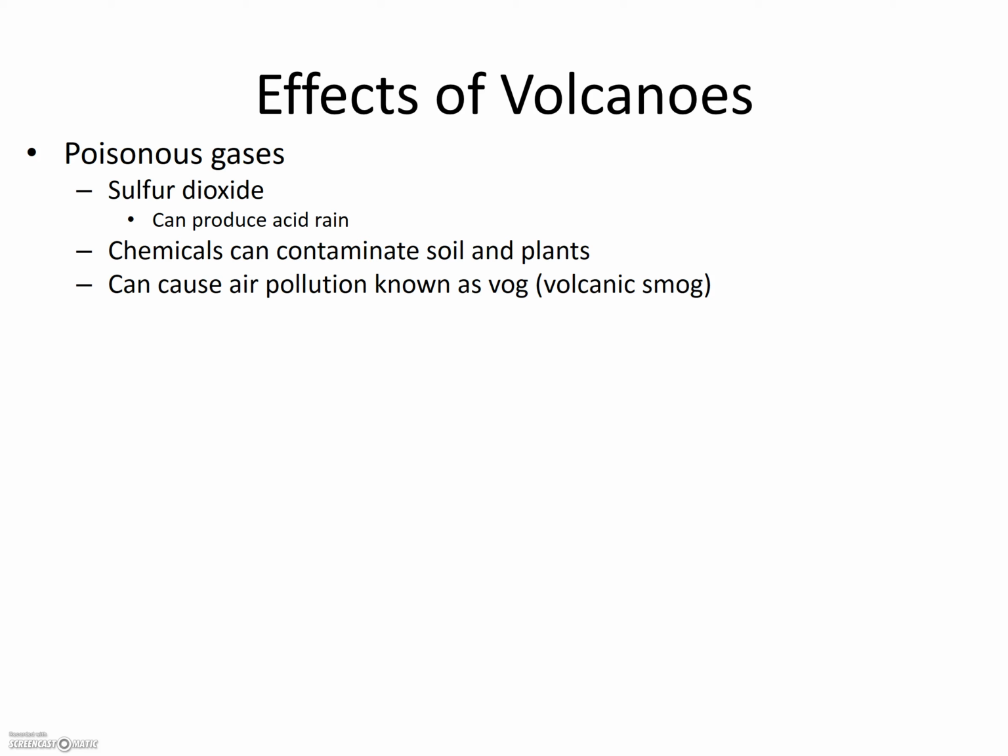Sulfur dioxide can produce acid rain, and the chemicals can contaminate soil and plants and also cause air pollution known as volcanic smog or VOG.